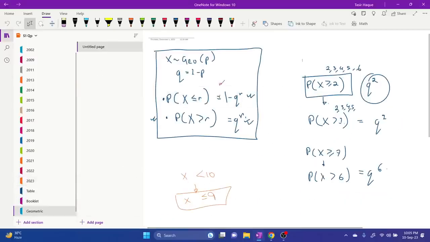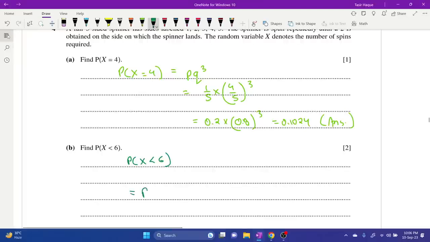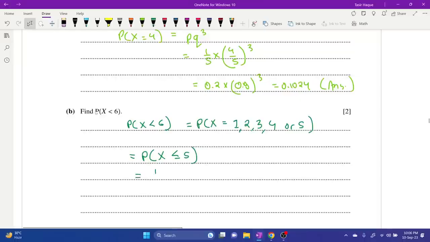So what does P(x < 6) mean? It indicates 5, 4, 3, 2, 1. So can we not convert it to P(x ≤ 5)? That's the same thing, right? And then we can use this formula. So this can be written as P(x ≤ 5), because this indicates that x is equal to either 1, 2, 3, 4, or 5. Okay. So we can now use the formula 1 minus q to the power r, which is 1 minus 0.8 to the power 5.